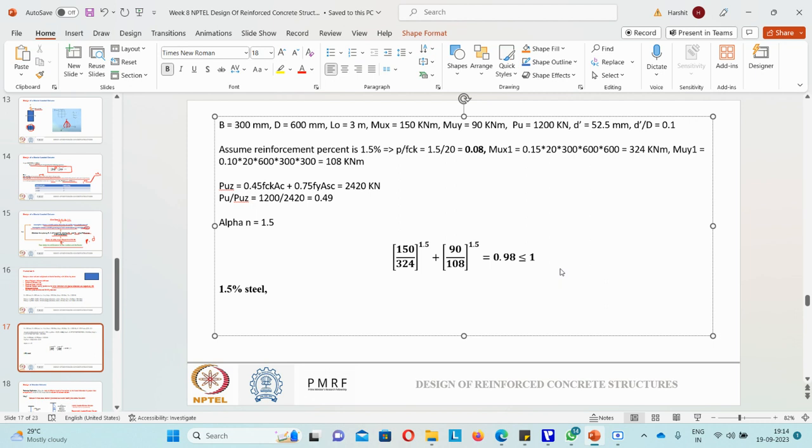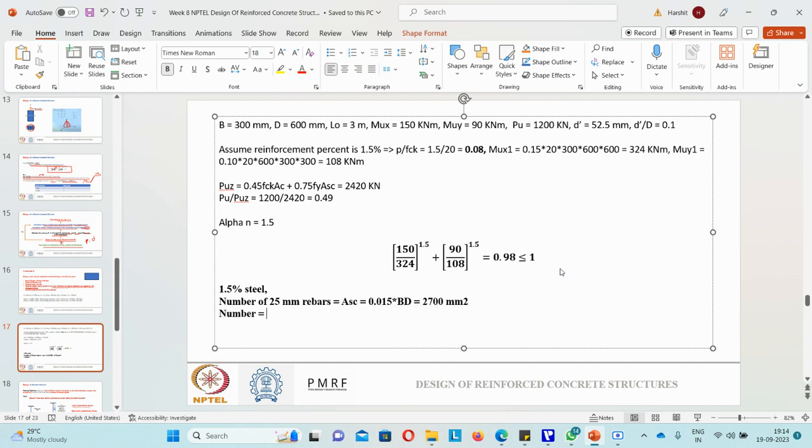And if it happens like this, we can calculate the number of 25 mm rebars needed. How can we do that? Asc is nothing but 1.5%, that is 0.015 times bD, so that I know, I can calculate. This will come out to be 2700 millimeter square. So my number will come out to be total area upon area of one rebar, 5.5 something. But since we need to equally distribute rebar on all four sides, let's assume I am providing 8 number of rebars.